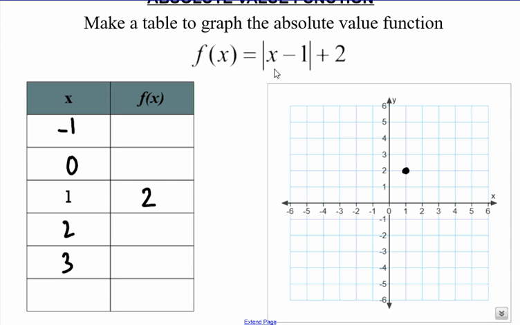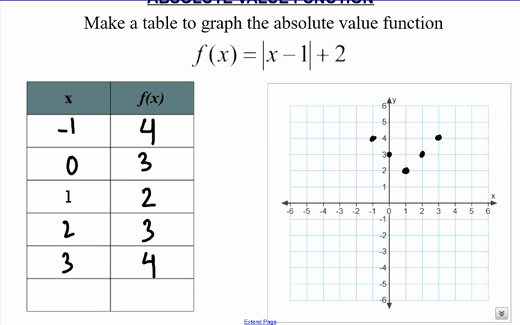Then I can put 2 in there. 2 minus 1 is 1. And 1 plus 2 is 3. If I put 3 in there, 3 minus 1 is 2. 2 plus 2 is 4. Then I could put 0 in there. 0 minus 1 is -1. And the absolute value of -1 is +1. And 1 plus 2 makes 3. So I see there's this symmetry going on again, the same thing that happened with parabolas. If I put -1 in there, I'm going to end up getting 4.